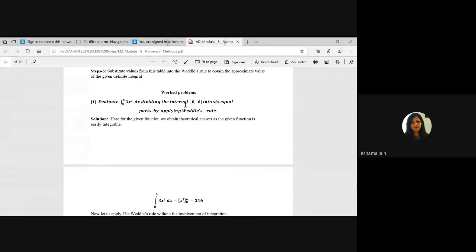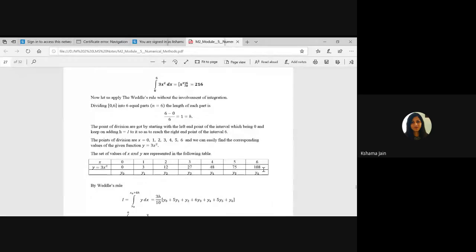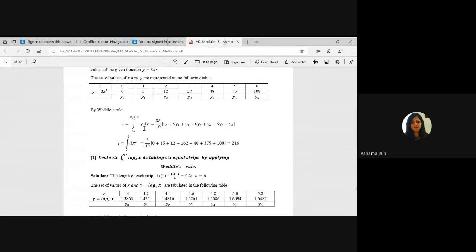So this is the question, the same question is repeating again and again, into 6 equal parts. So h will be b minus a by n. Till this table everything is same. Here just according to the formula. If you see, this is x naught plus 6h. 6 is there, so we can use Weddell's formula. Weddell's formula says 3h by 10 times y naught, 1 5 1 6 1 5 1 6 like this. So here you write y naught plus 5 y1 plus y2 plus 6 y3 plus y4 plus 5 y5 plus y6. Put into the formula, we get our answer.